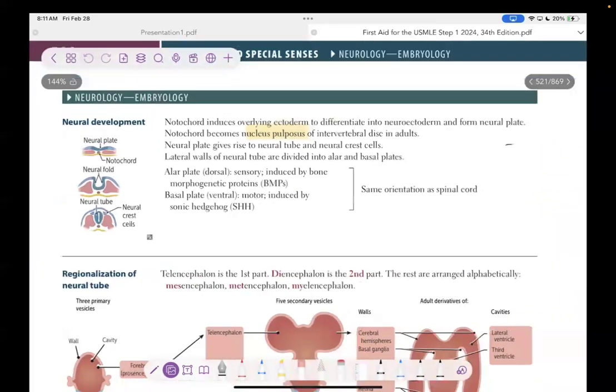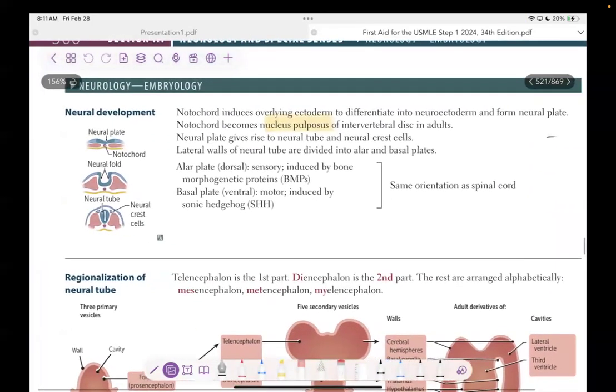So let's start with the first lesson, in the name of God, where I start neurology, embryology. At the beginning we need to know how the nervous system is developed in an embryo. So before going to the CNS and PNS and nervous system, we need to know how the embryo is made.